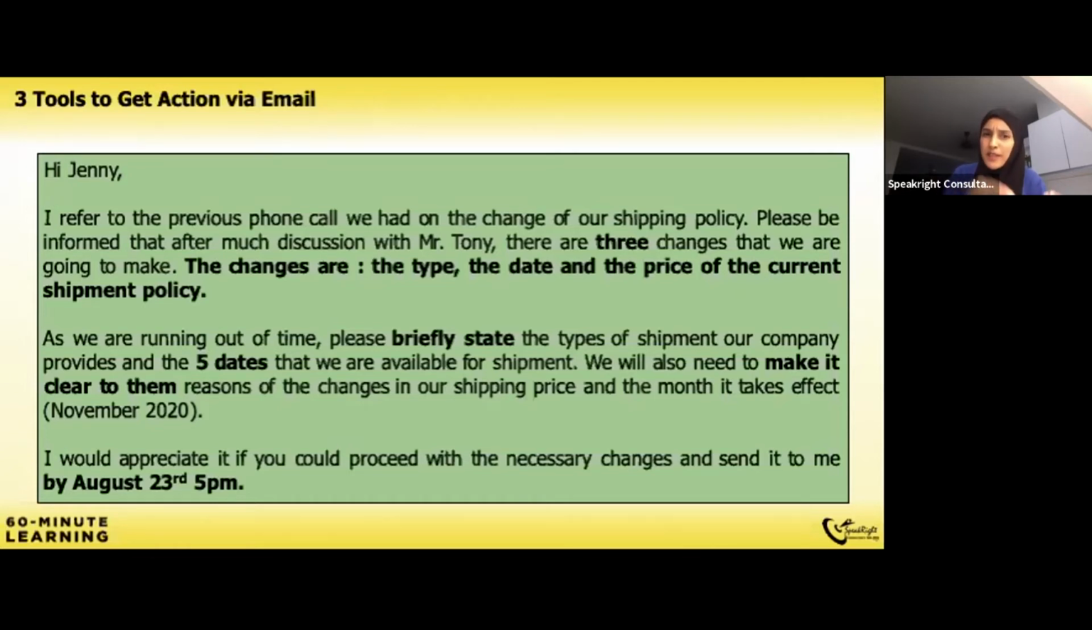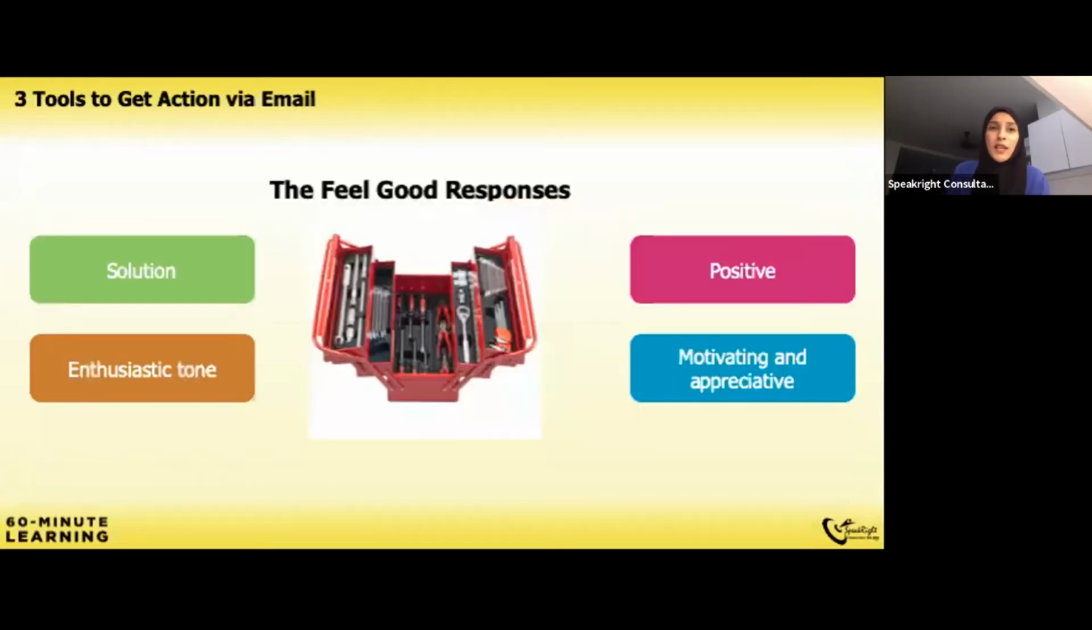Now let's sprinkle in some emotion into this email so that Jenny feels that she is collaborating with Elizabeth and she is not working underneath Elizabeth. So when people feel that way, they're more likely to respond to you in a more favorable way. So the feel-good responses, as I mentioned just now: mention the solution, not state the problem, use enthusiastic tone, be positive, use motivating and appreciative language.